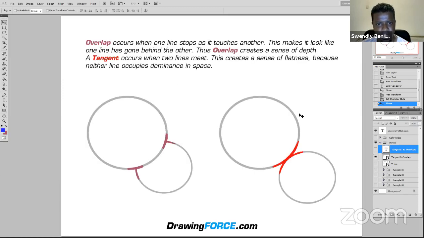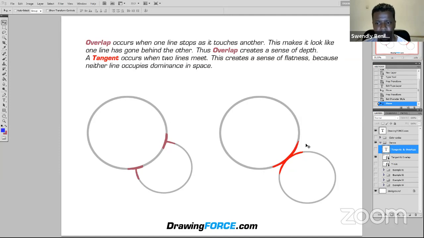So first of all, tangents and overlap. And for those of you who have the Force Companion book, you would recognize this page out of chapter 2. So tangents occur when two lines meet, like you can see right here. And this creates a sense of flatness, like Diego showed in his examples, because it communicates the idea that both these circles, in this case, are on the same depth. So neither one is in front or behind the other.